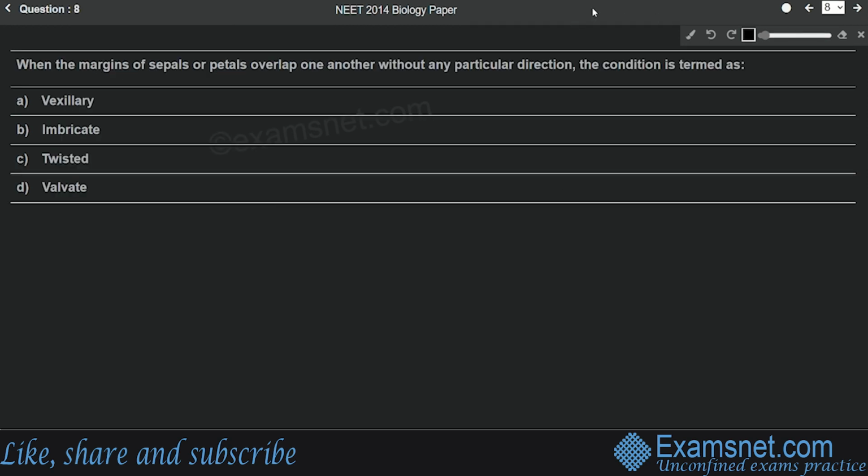Question number 8 is from the chapter Morphology of Flowering Plants, and the question is, when the margins of sepals or petals overlap one another without any particular direction, the condition is termed as. Options are vexillary, imbricate, twisted or valvate. Okay, so basically the question is about the aestivation. And what is aestivation? It is the mode of arrangement of sepals or petals.